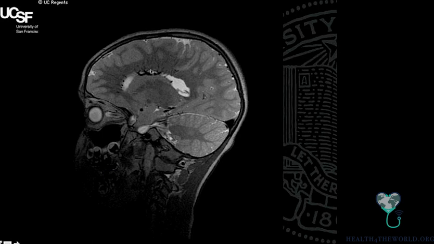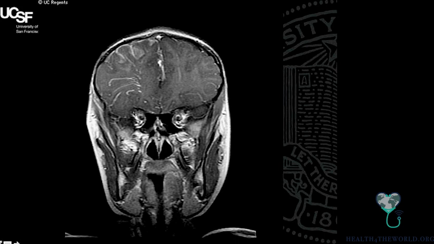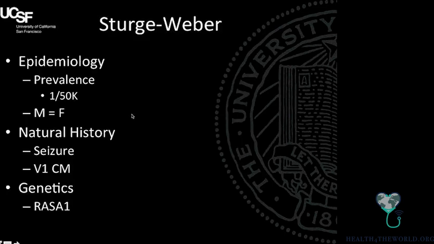This is a sagittal image showing again multiple flow voids pulling down toward the ependyma of the lateral ventricle. This is the corresponding axial T2-weighted image, showing that same information. You can see these structures here, but you can also see there's an asymmetry in terms of the gyration pattern here and the contralateral side. You see this very bright appearance to the cortex on this patient, and then a post-gad coronal T1-weighted image. Here it is in the axial plane.